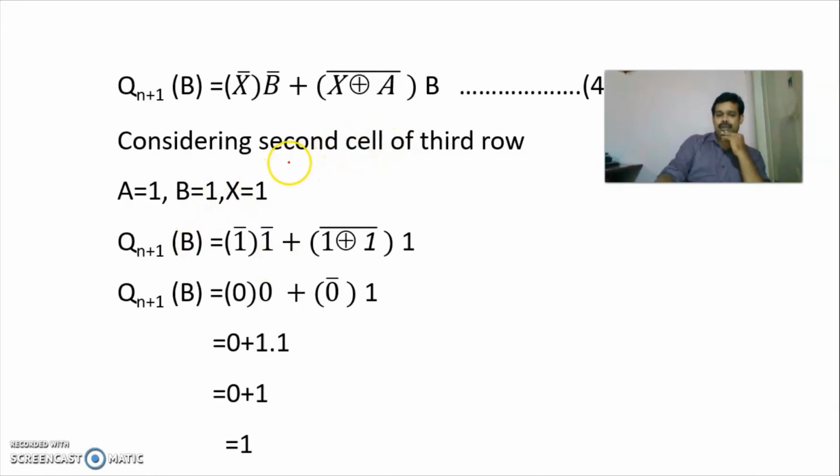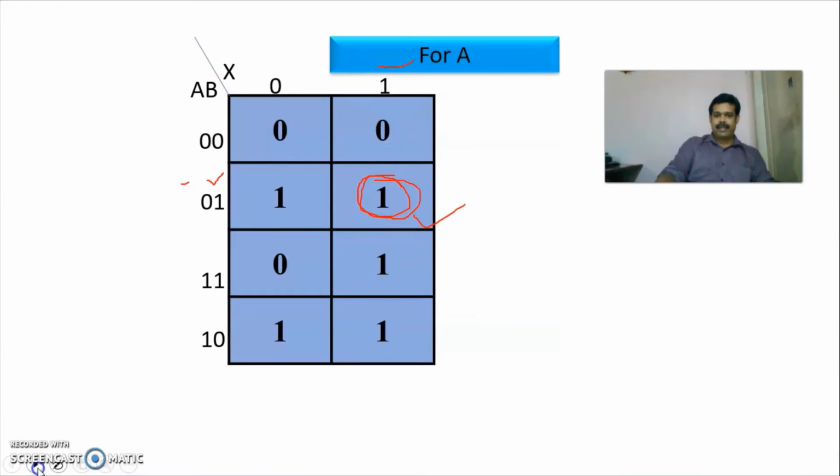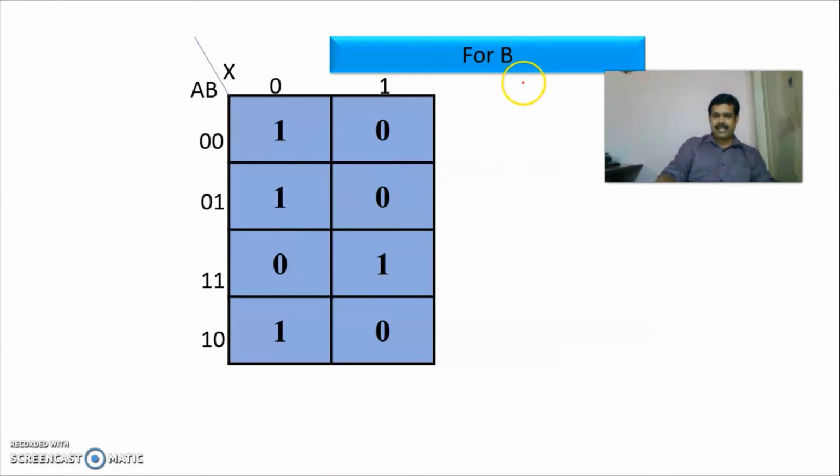For B, we have considered the second cell of the third row. Now that value is 1, 1, 1, and while substituting, you have got 1. Now you check the second cell of the third row for B. This is B, the second cell of the third row. First row, second row, third row. This is the second cell of the third row. You are getting 1. Similarly, we have to get all the values for this cell. You have to find each and every value.